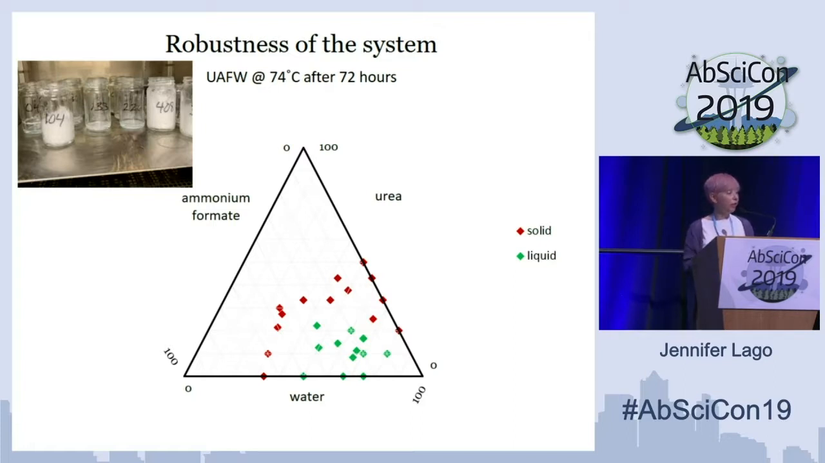So on the ternary diagram, I just plotted the green dots being what remained a liquid and the red being a solid. And you can see that there's actually quite a decent area in which you would remain a liquid environment within just the 3 days. Now, this is not doing any wet-dry cycling. This is just allowing it to sit open in the oven.